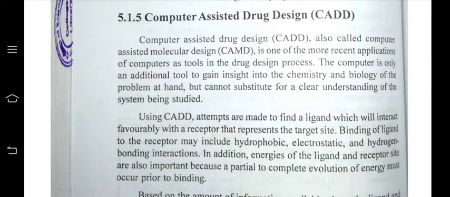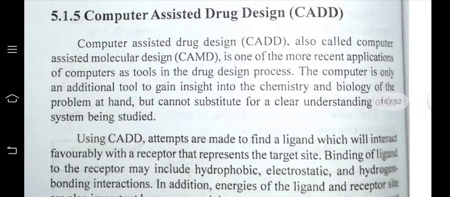Next, the important point, that is computer assisted drug design. This is the most important part. Computer assisted drug design, also called computer assisted molecular design, is one of the more recent applications of computers as tools in the drug design process. The computer is only an additional tool to gain insight into the chemistry and the biology of the problem at hand, but cannot substitute for a clear understanding of the system being studied.